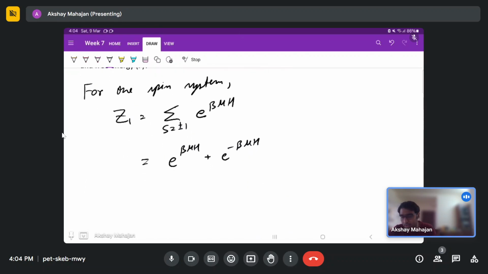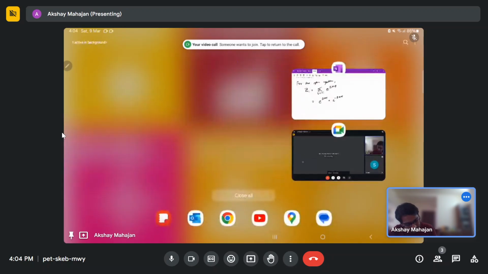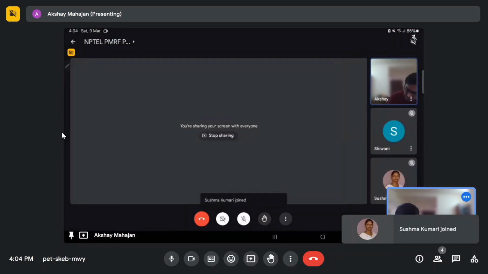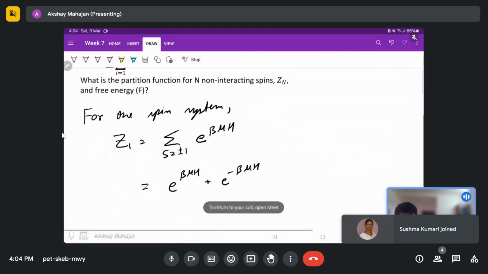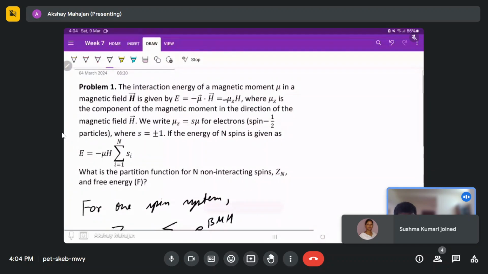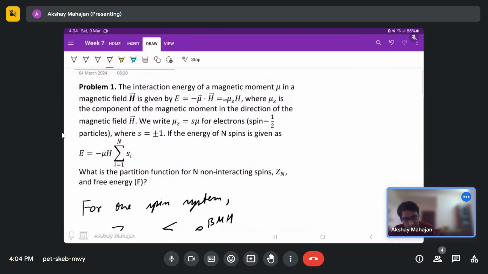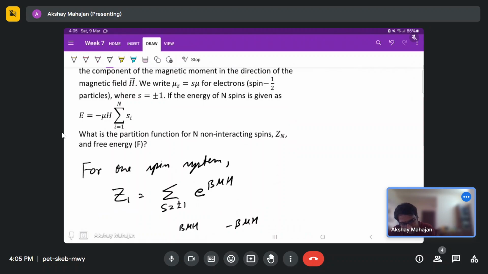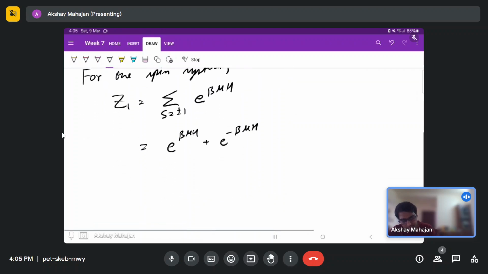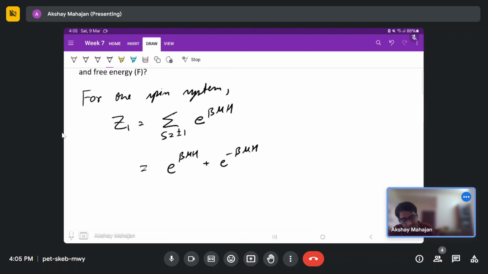Alright, so we have to write the partition function. We are writing the partition function for this one electron system, where the energy of one magnetic moment interacting with the applied magnetic field H is given by minus mu z times H, where mu z is the magnetic moment in the direction of the magnetic field. We are taking S to be plus minus 1 here. The total energy for n spins is given by this, and with this information we have to find the partition function and the free energy. So the partition function formula we first find for one spin system, and that will be the summation over S equals plus minus 1 of e to the power beta mu H.